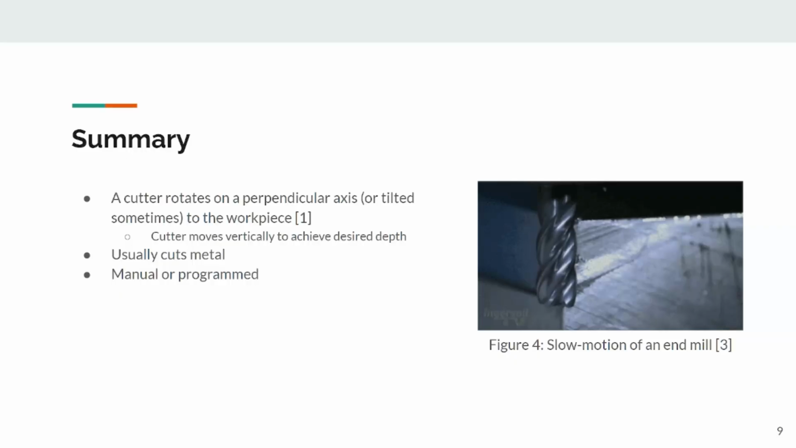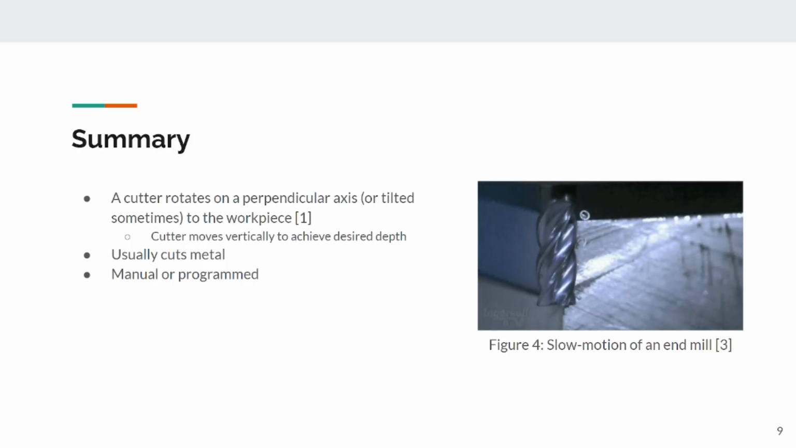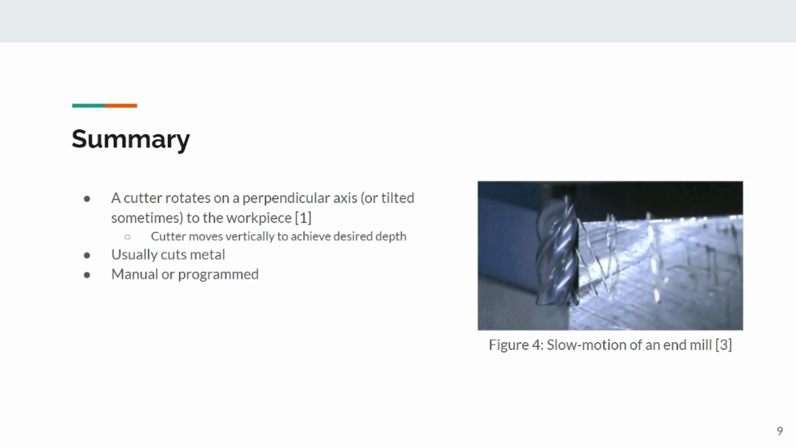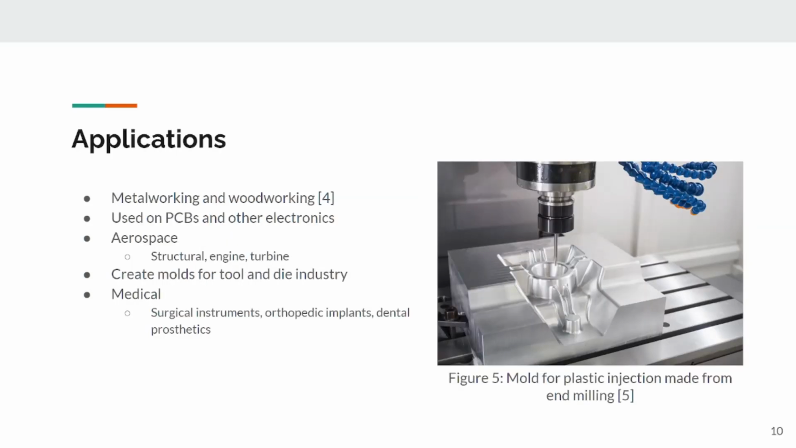End milling. So for end milling, a cutter rotates on a perpendicular axis, or sometimes is tilted, to the workpiece. The cutter moves vertically to achieve its desired depth. Now, end milling usually cuts metal, and it can be either manual or programmed. End milling is used for metalworking and woodworking.